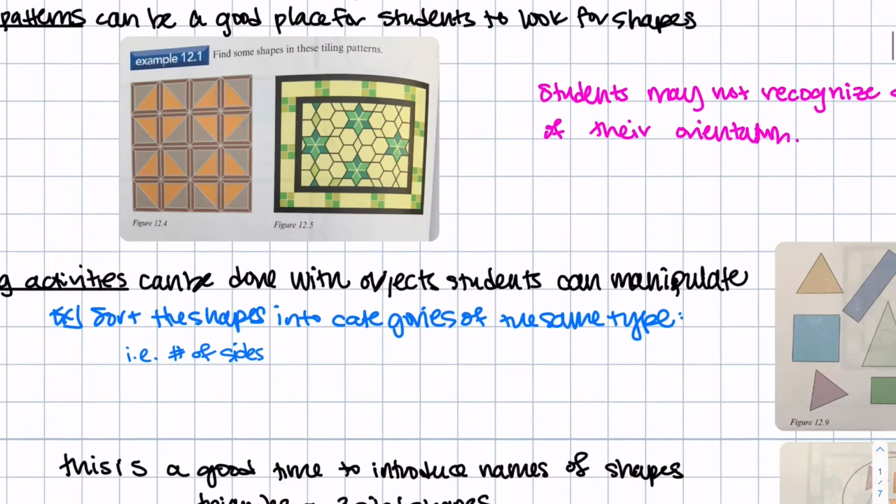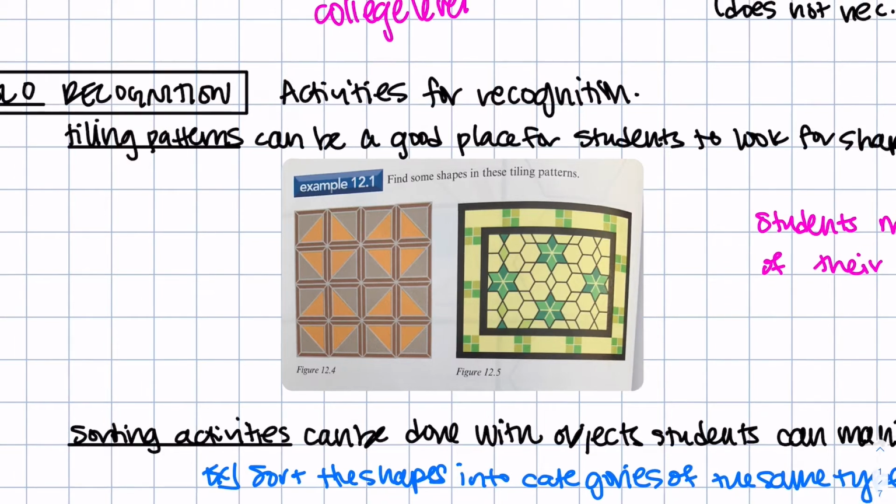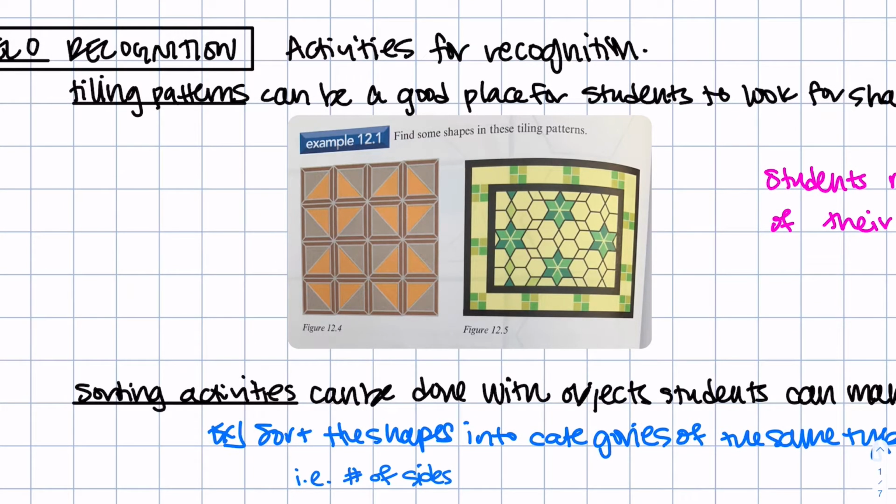Here are a couple of examples of tiling patterns. Of course, these occur all around us. You could usually look at the floor of your classroom or the hallway or a student's home. There are all sorts of different tiling patterns that show up. One fun activity would be to recognize different shapes in these tiling patterns. So you might look at this first one, the orange and brown one, and say, okay, there are a bunch of squares that show up in this tiling pattern of various sizes.